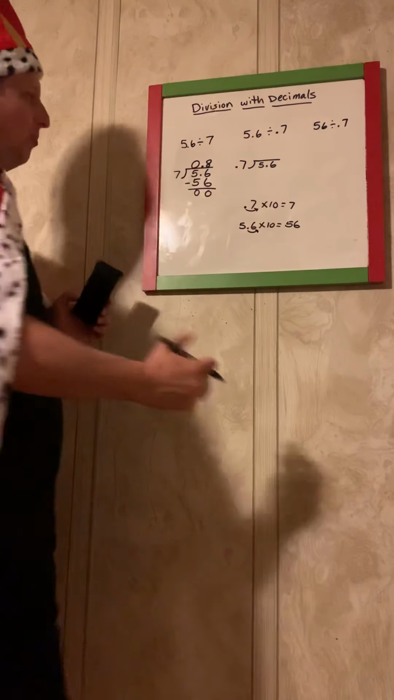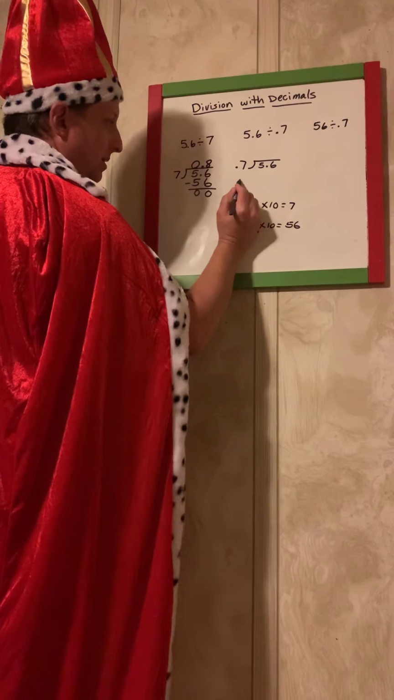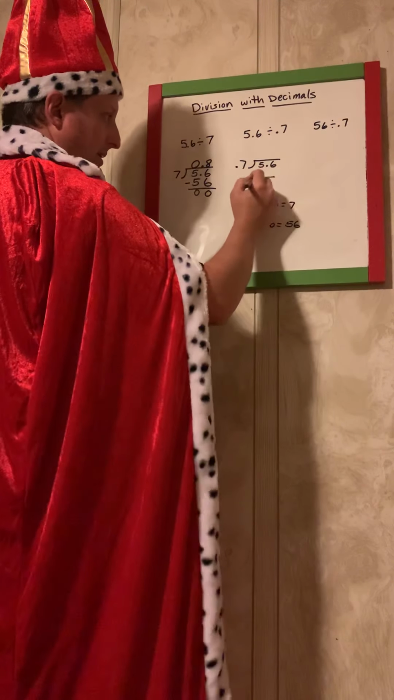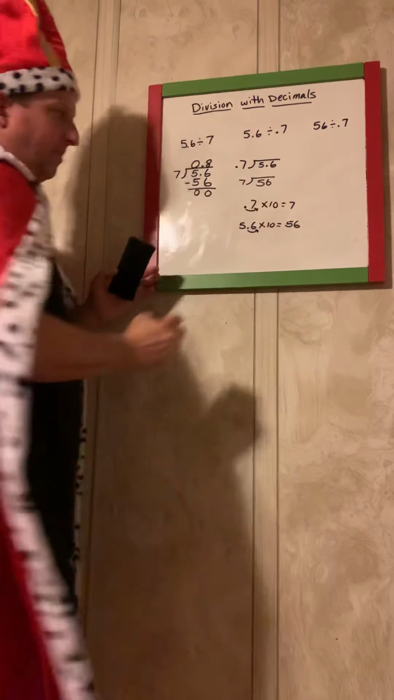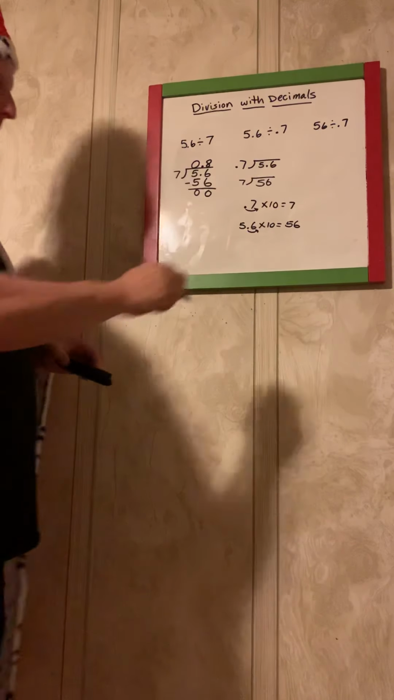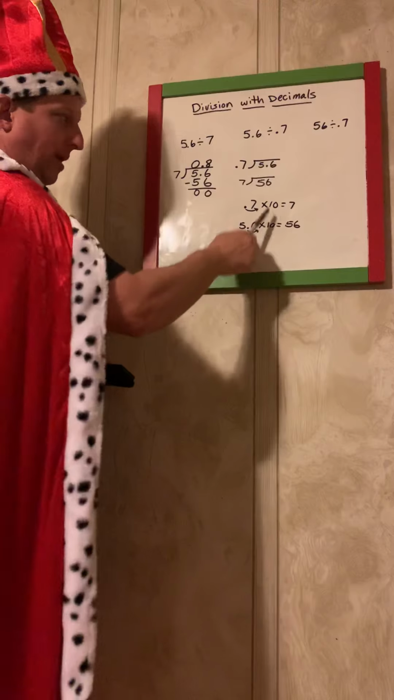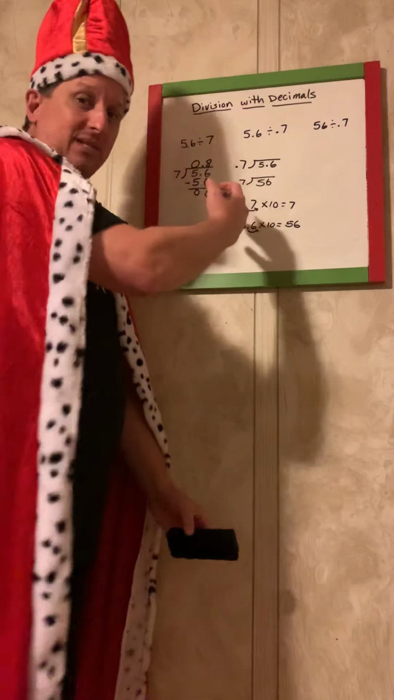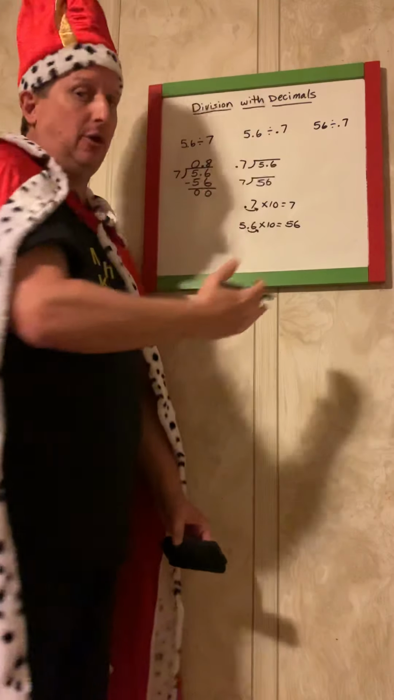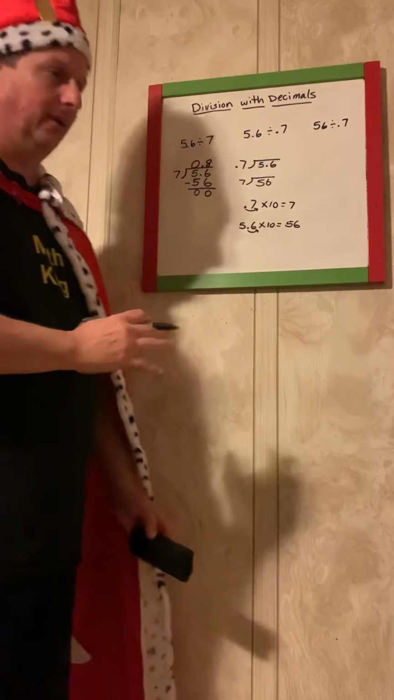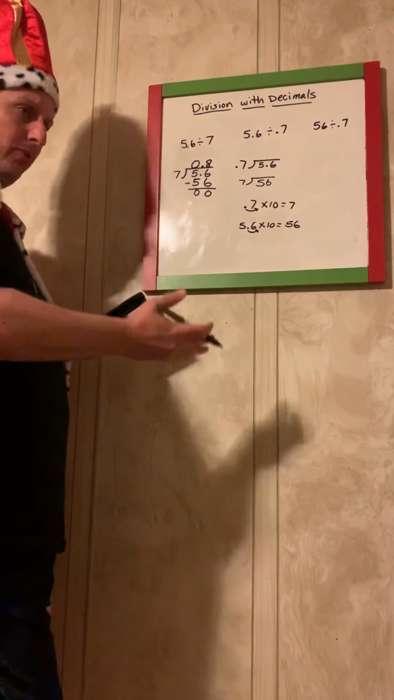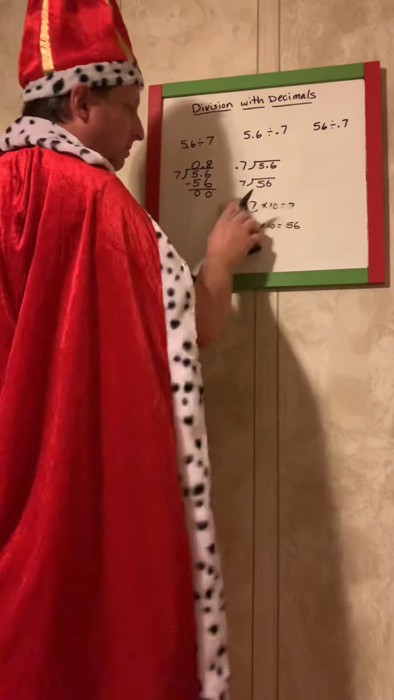Okay, so now my new problem will be 7 for my divisor and 56 for my dividend. Okay, because I changed both by multiplying each of them by 10. Remember, whatever you do to one side, you have to do the same to the other. The exact same thing. That way it keeps it equal. It has to be equal. It has to be fair to both sides.